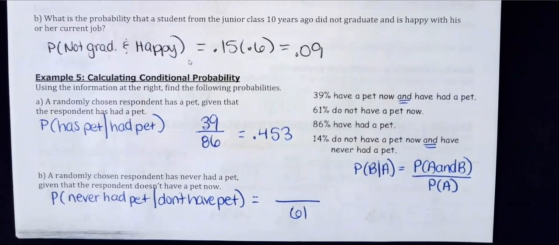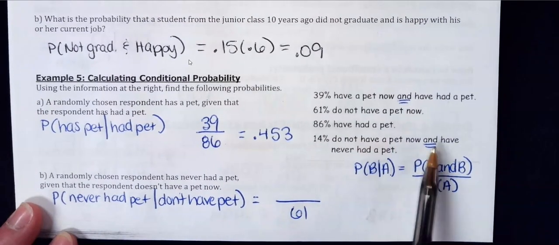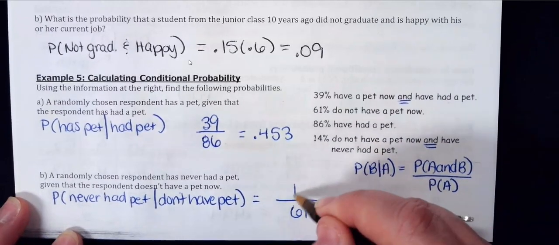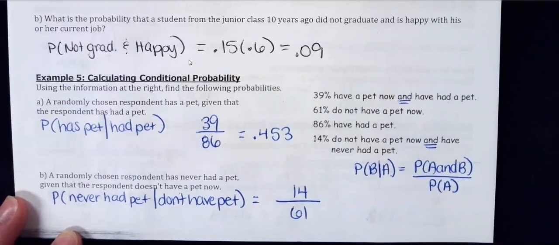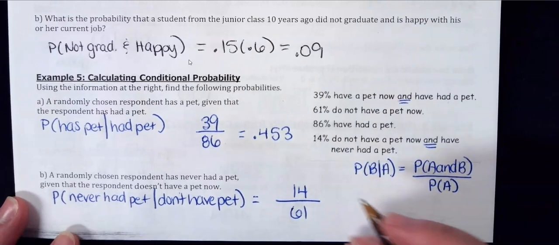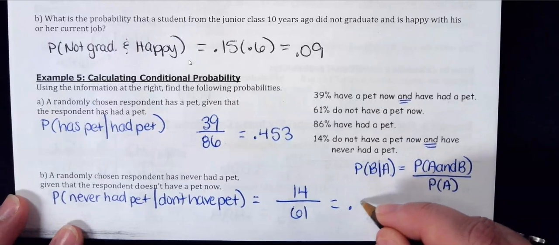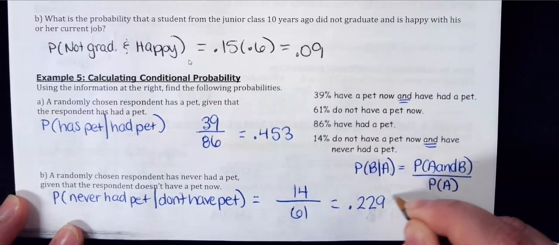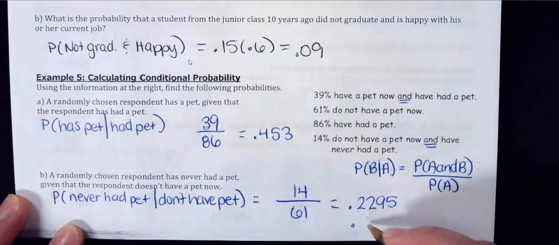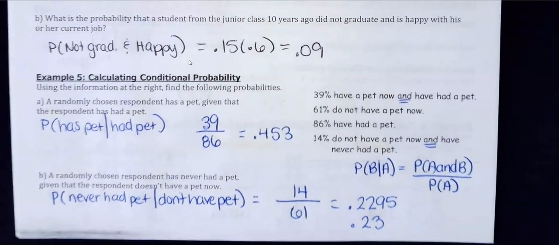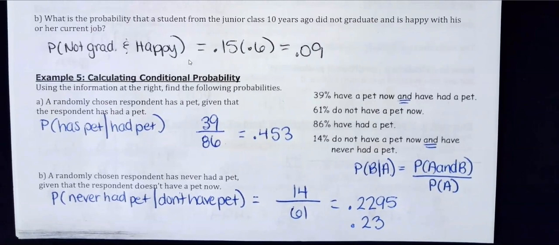What would you put on the top of that fraction? The 14. Do not have a pet now and have never had a pet. This is right here, never had a pet. This is 14. All right, so it'd be 14 over 61 or 0.14 divided by 0.61, however you want to do it. I'm getting 0.2295, so honestly, if I was rounding that, usually the Math Excel asks you for 3 decimal places. So I'd just go 0.23 for that if it asked me to.